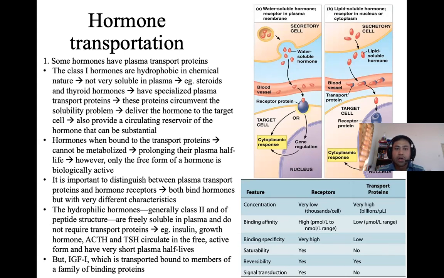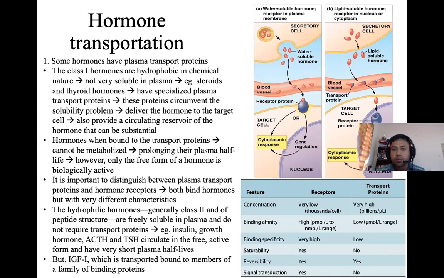All right, so in this slide, the class 1 hormones are hydrophobic in chemical nature. So this is the hydrophobic one, not very soluble in plasma. They don't like this one. This class 1, they don't like water that much. They love the lipid condition. So they are not very soluble in plasma. This is true for the steroid and also thyroid hormones.